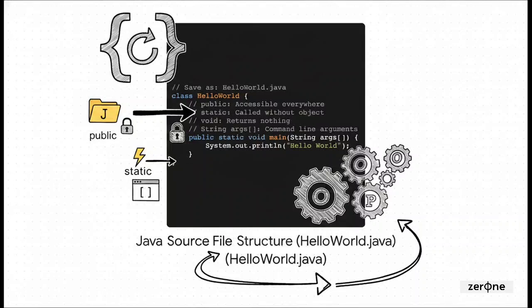Inside that class, we have public static void main and then String args in brackets. This is the entry point of every single Java application. Public means it's accessible from anywhere. Static means the JVM can call this method without having to instantiate an object of the class first. Void simply means it returns nothing. String args allows the program to accept command line arguments. And inside all of that, System.out.println is our standard command to push text, in this case, Hello World, straight out to the console.